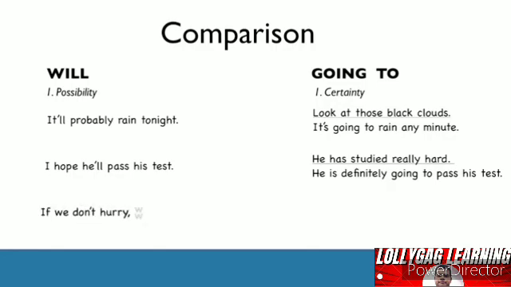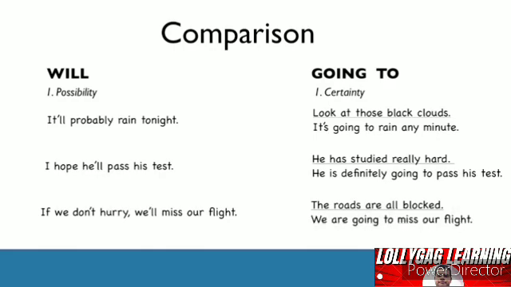And the final example was, if we don't hurry, we'll miss our flight. There's a possibility of missing your flight. However, if the roads are all blocked, and there's certainty that you will miss your flight, you will say, we're going to miss our flight. There's no doubt.